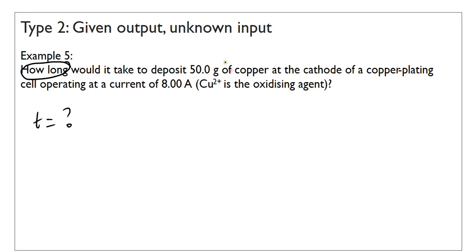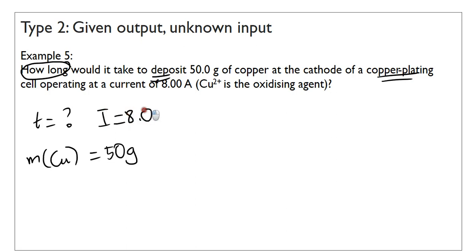So it gives you the mass of the product. Because it's a deposit, you know it's the product. So the mass of copper deposited is 50 grams at the cathode of a copper plating, so this is again an electroplating cell operating at a current of 8.00 amps.